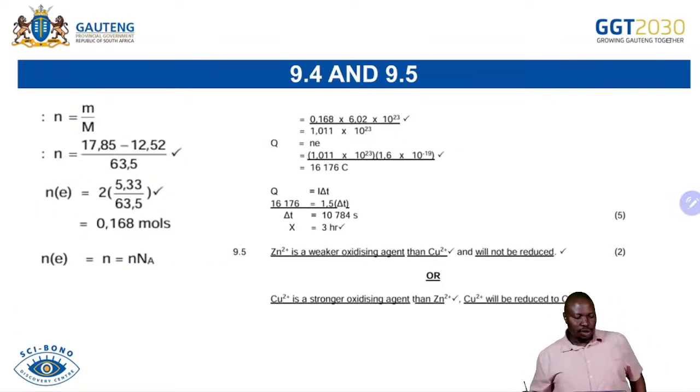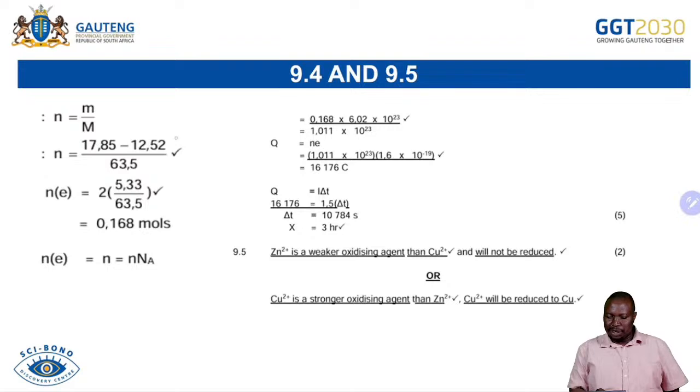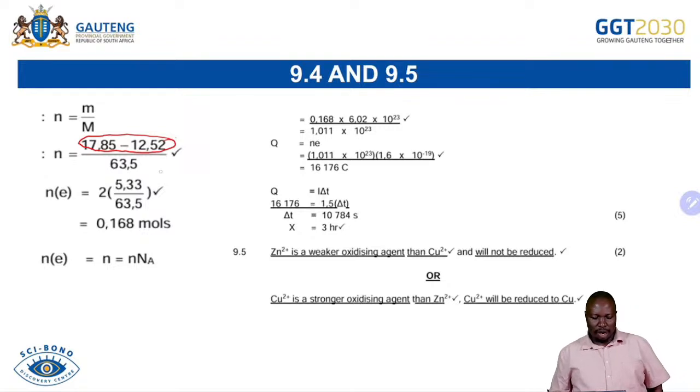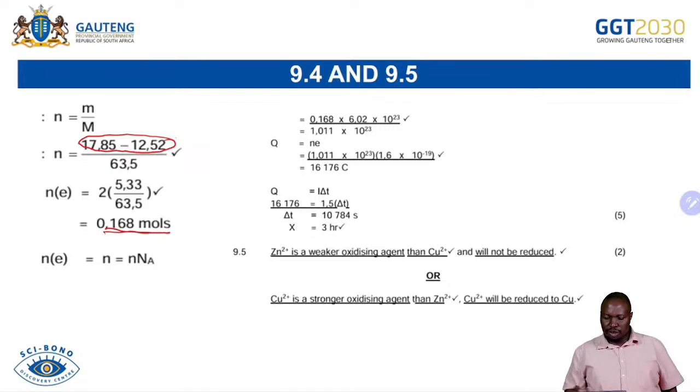In this case, you will have found the difference in the mass, divided by the molar mass of your copper, which is 63,5. Then you do the mole ratios there, and you're able to get that the number of moles is 0,168. And then using the formula n equals N over Na.